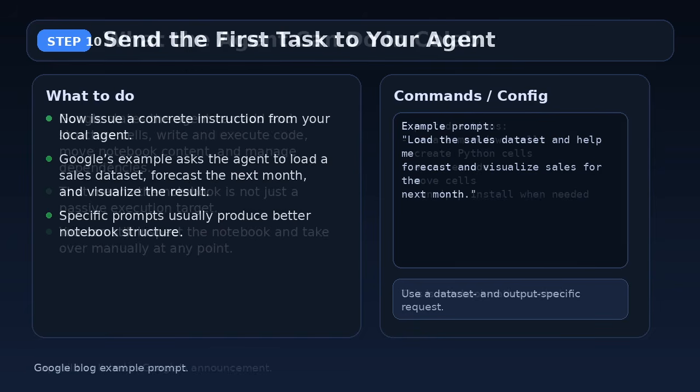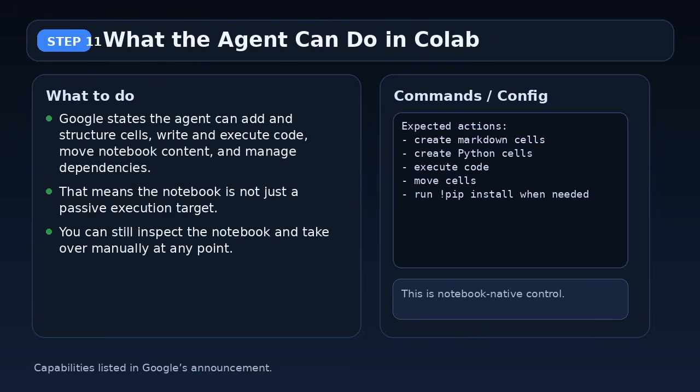Step 11. What the agent can do in Colab. At this point, the agent can begin operating inside the notebook. According to Google, it can create markdown cells, create Python cells, execute code, move cells around, and install dependencies when required. This means the notebook becomes an interactive execution environment that the agent can actively build and manage.